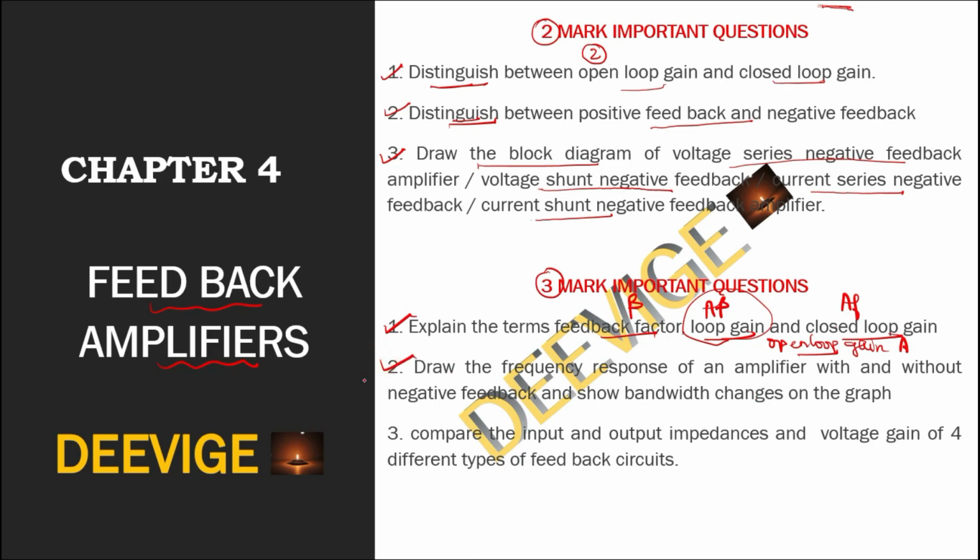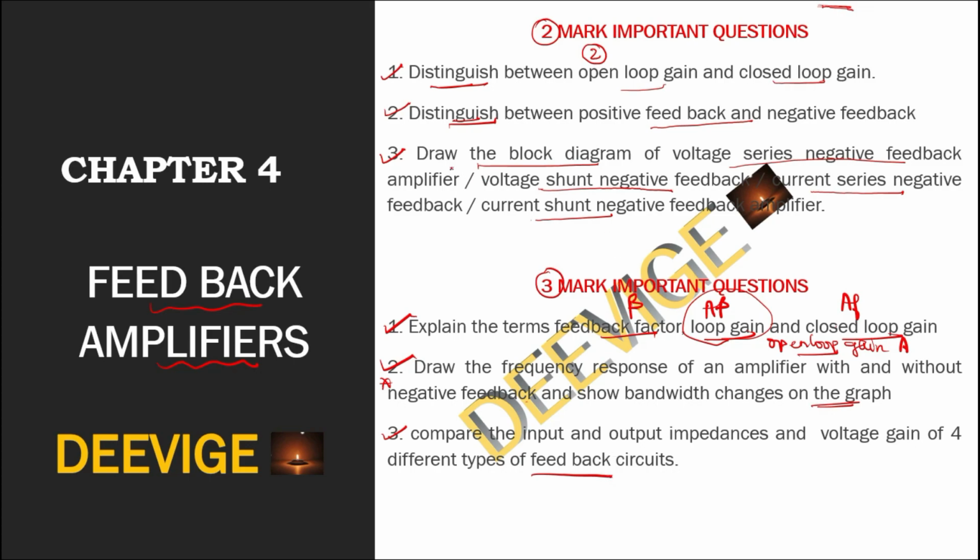Then draw the frequency response. This is very, very important. Draw the frequency response of an amplifier with and without negative feedback and show the bandwidth changes on the graph. Regarding this, in the model paper, I have solved the problems. In that, there is a problem based on this, and I have explained the graph in that. If you want, you can click the link given in the description box and check it out with that problem.